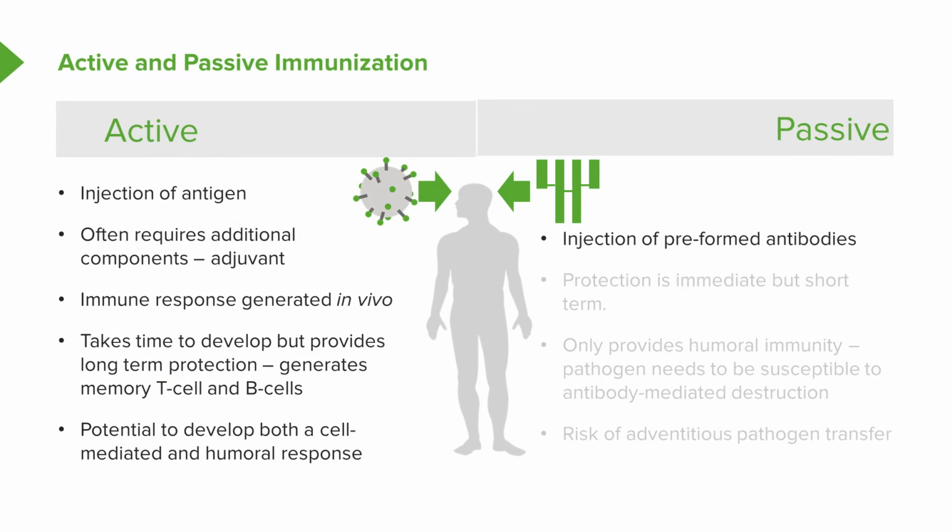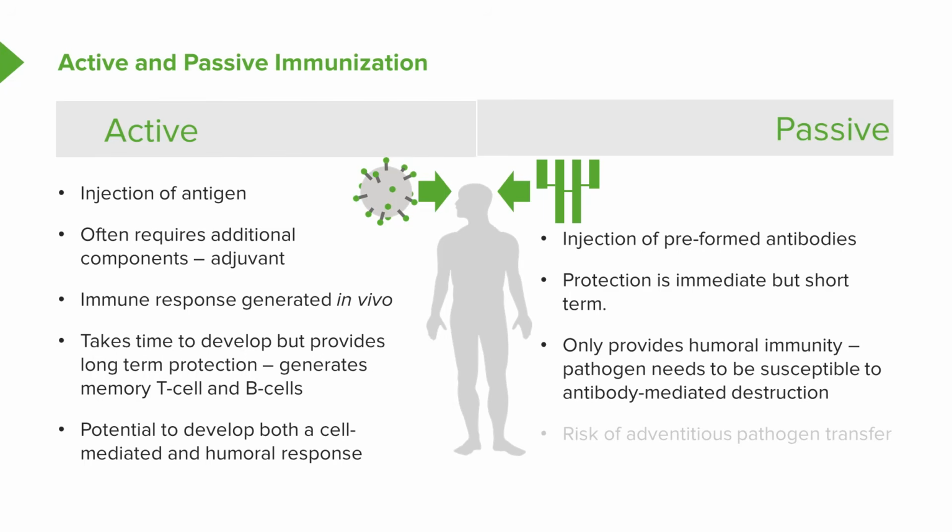In contrast, passive immunization is the injection of pre-formed antibodies. This provides immediate protection, but the protection is short-term. Antibody has a half-life of about 3 weeks in the circulation, so the protection provided by these injected antibodies doesn't last for a very long time. It only provides humoral immunity.